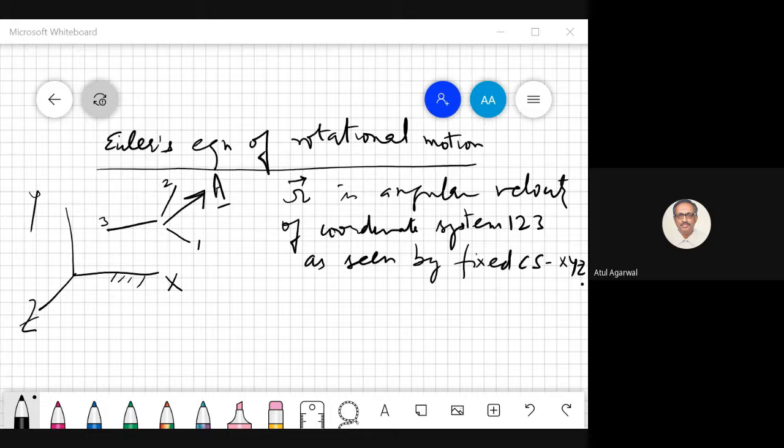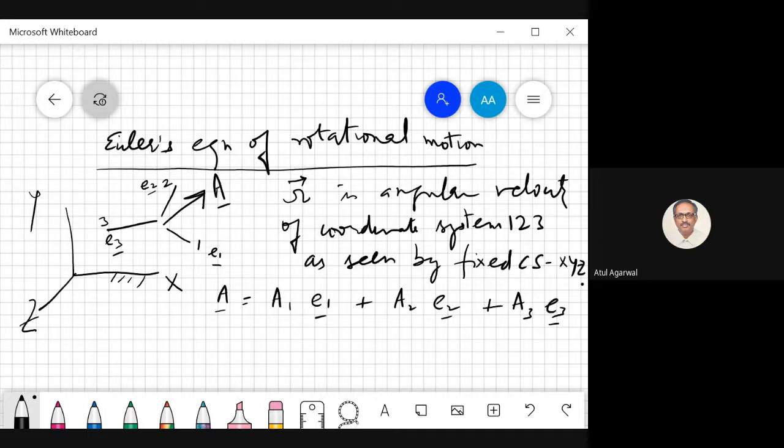Now what is this vector A? It is equal to A1 E1 plus A2 E2 plus A3 E3. E1, E2, E3 are the unit vectors for this coordinate system. So A1, A2, A3 are the components of vector A as measured from this rotating coordinate system.